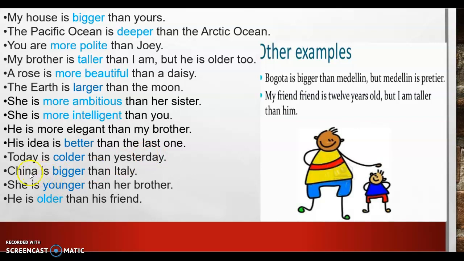Colder. Okay, China is bigger than Italy. I'm comparing countries. Okay, she is younger than her brother. Younger, ages. Okay, he is older than his friend. He's older. Okay, let's see another example right here. Bogota is bigger than Medellin. My friend is 12 years old, but I am taller than him. See, this man right here, he has a small friend, a little taller. So you're comparing how tall it is.